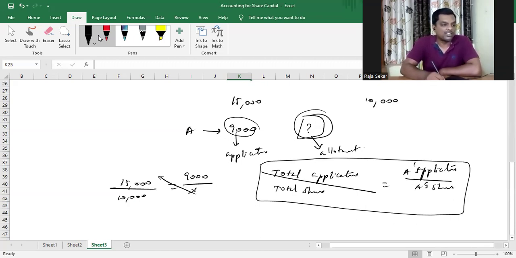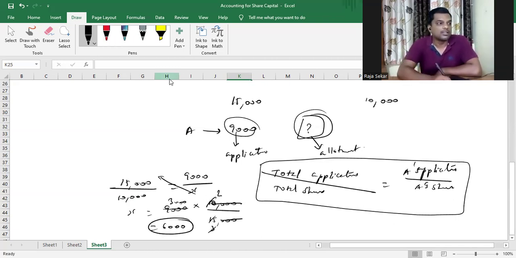Now solving this, X will go here. So X is equal to 9,000 multiplied by 10,000, and this 15,000 will come here. So 15,000. So we cancel. This is 2 times, this is 3 times, and this is 3,000. So the number of shares allotted to A we find is 6,000, and that is what we already found.